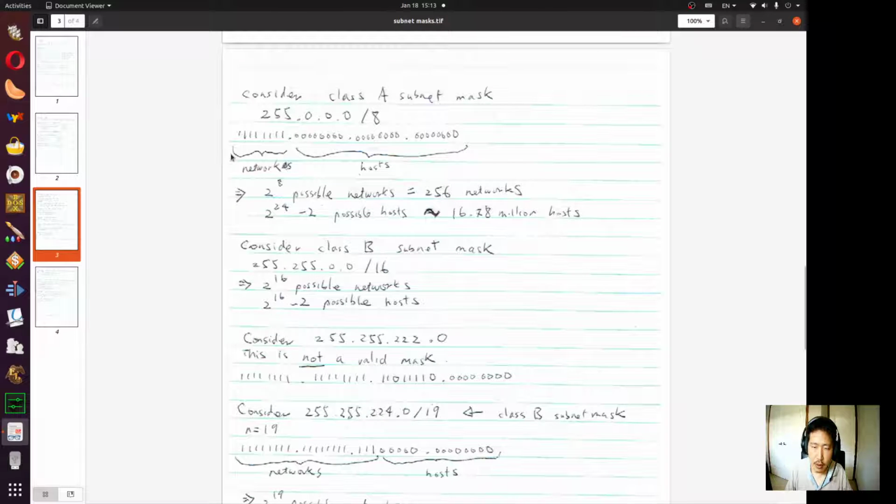Okay, so as usual, these are the network portion and these are the host portion. The variable n is 8, because there are 8 bits that are turned on. So there are 2 to the power of 8 possible networks. And if you subtract 8 from 32, you get 24. So there are 2 to the power of 24 minus 2 possible hosts. Okay.